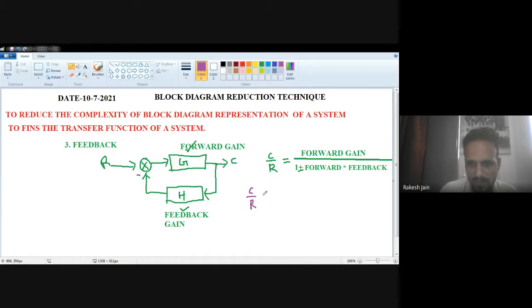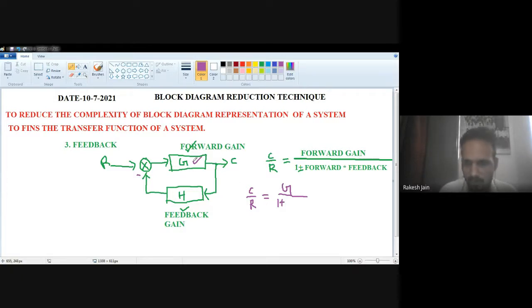The transfer function is equal to forward gain. What is the forward gain? Forward gain is represented by G, divided by 1 plus or minus. So what is the sign of the feedback? Sign of the feedback is negative. It means in the formula I will use positive. Okay. Forward gain multiplied by feedback gain.